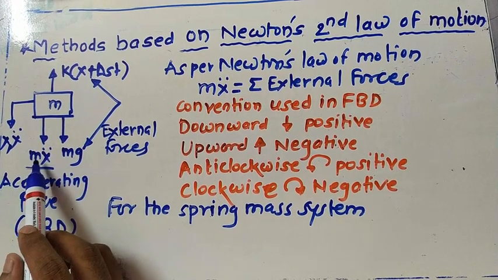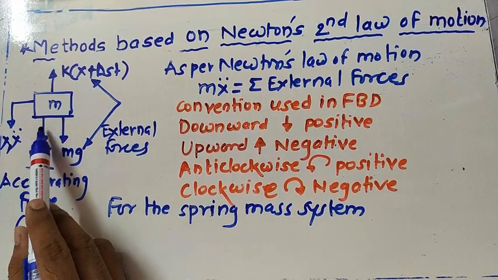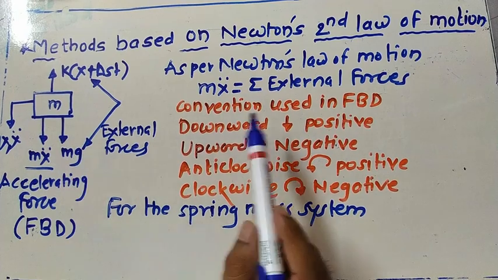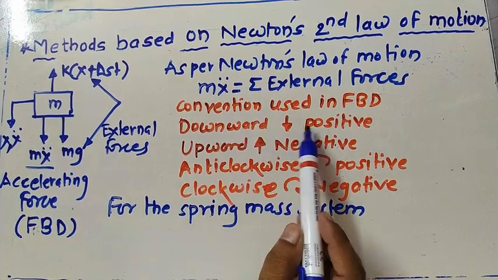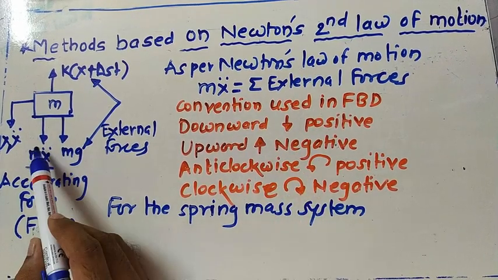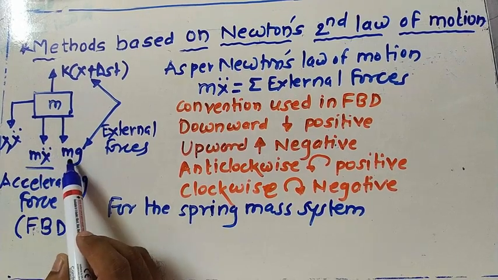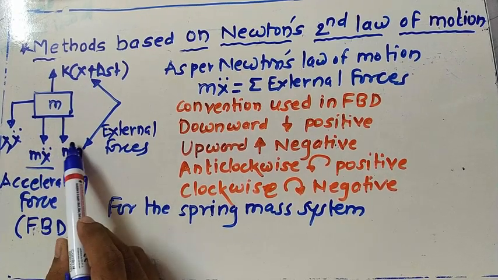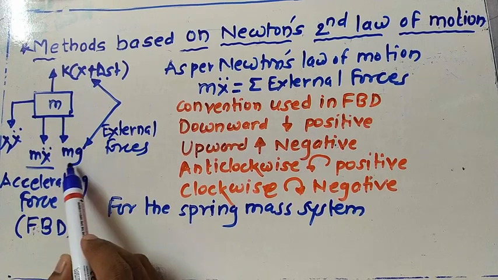What about the direction of this accelerating force in the downward direction? As per the sign conventions we have used here, for the downward direction you have to consider the positive sign. Okay, and then what about this one? This is nothing but the self weight. For this also you have to consider the plus sign.